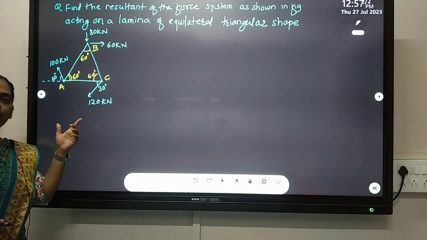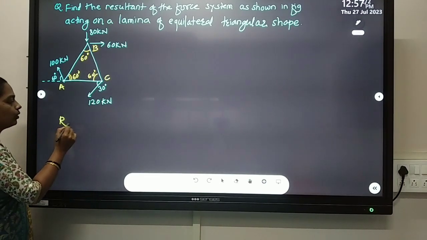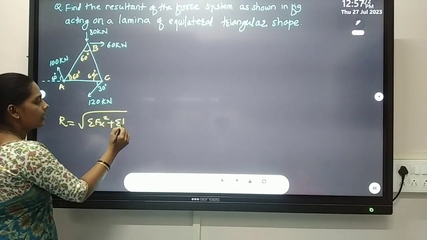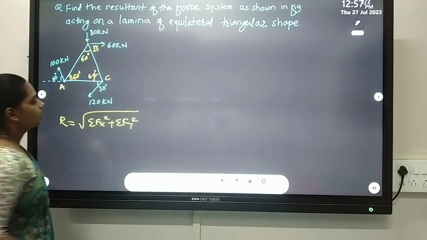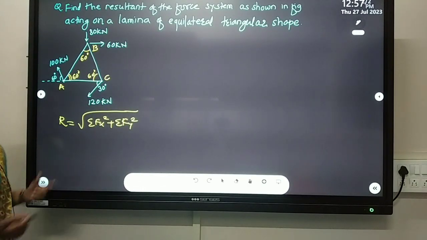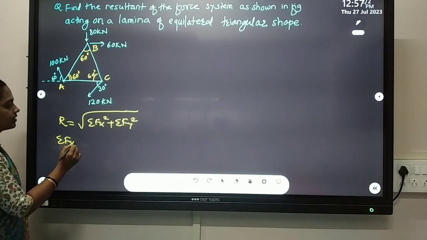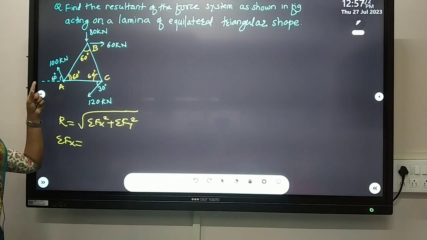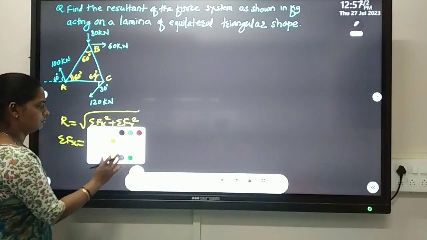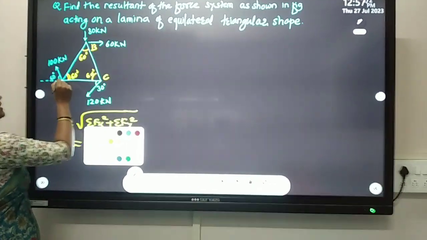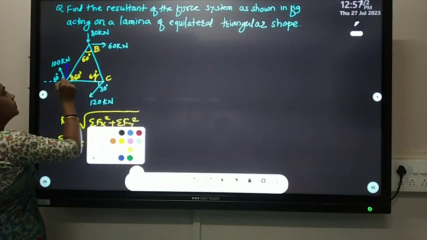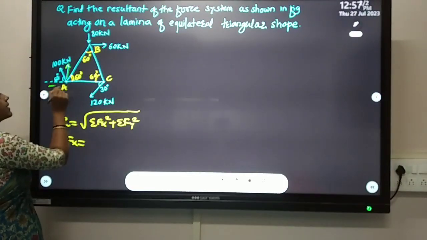So, what is the formula to calculate resultant? R is equal to under root summation F of x square plus summation F of y square. Okay. So, before that we have to calculate summation F of x. Summation F of x is equal to, since this 100 kilonewton force is making angle of 60 degree with respect to x axis, just resolve it into two components like this. The resolutions are like this, is it?